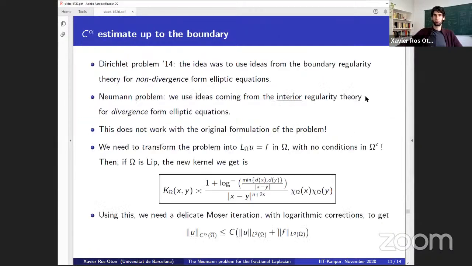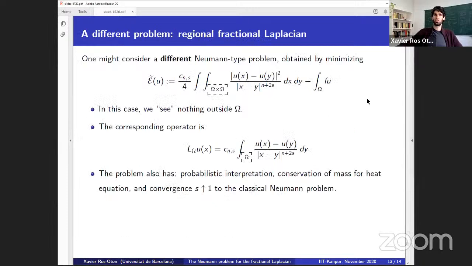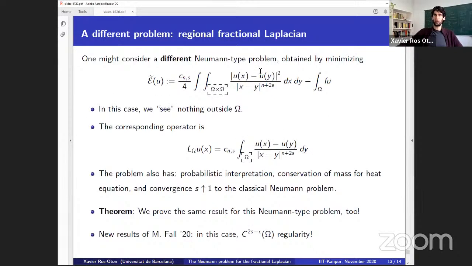If you have the regional fractional Laplacian, then the integration by parts exists, but you need to assume some regularity of the function. I believe that the regularity that we prove, or that Mustafa Fall proves in his paper, should be enough in order to prove the integration by parts.